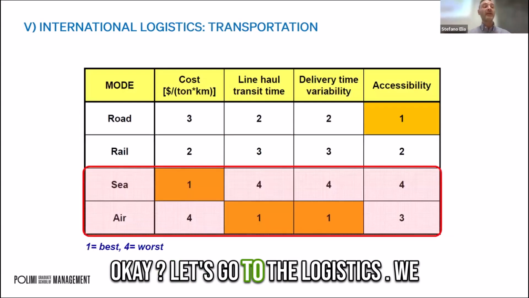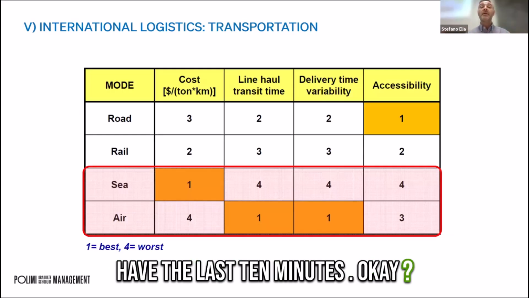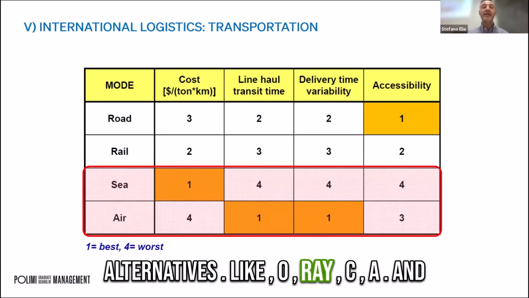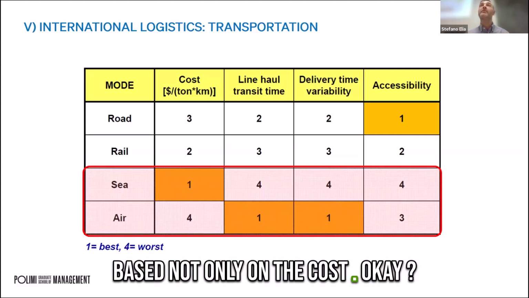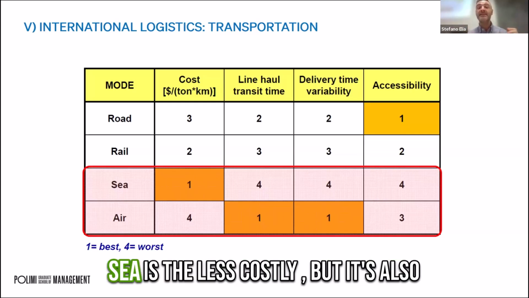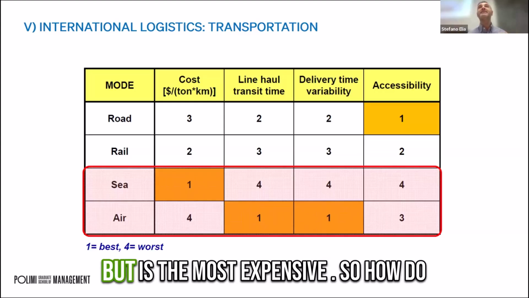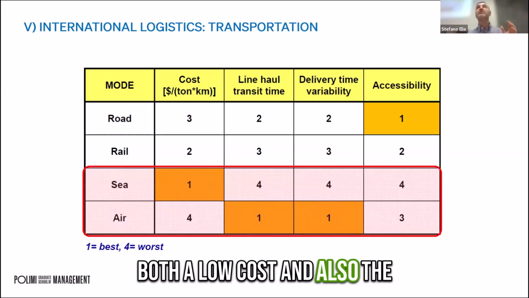Okay. Let's go to the logistics. We are close to the end. We have the last 10 minutes. Okay. Whenever you select logistics, you have to deal with different alternatives, right? Road, rail, sea, air. And first of all, you have to decide based not only on the cost, okay, but also on the delivery time and accessibility. So, for instance, the sea is the least costly, but also the slowest, while air is the fastest, but the most expensive.